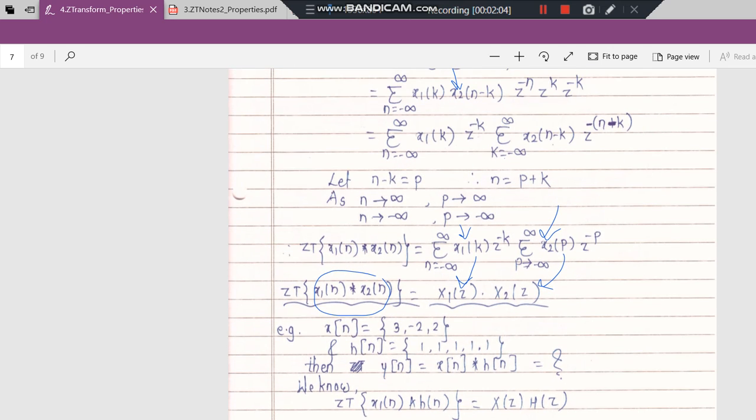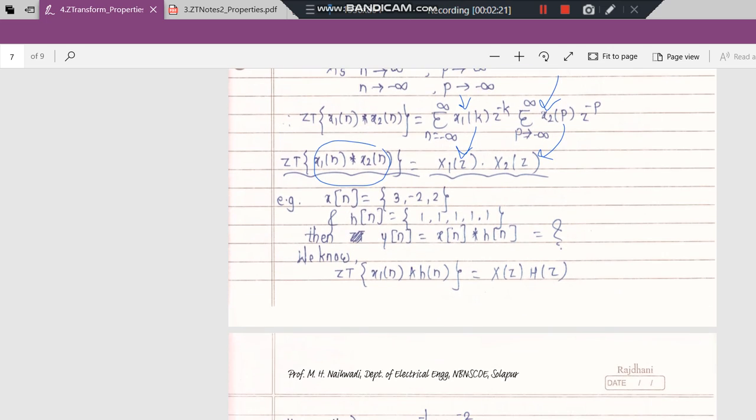Next, in this equation, let us try to understand. One more thing, we have to make a change here. Instead of n equal to minus infinity to infinity, it should actually be k equal to minus infinity to infinity, because here the variable is k.